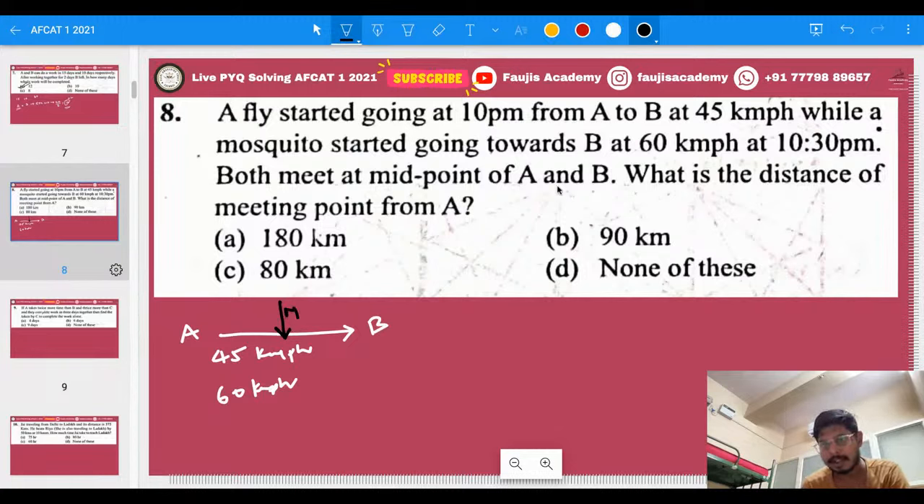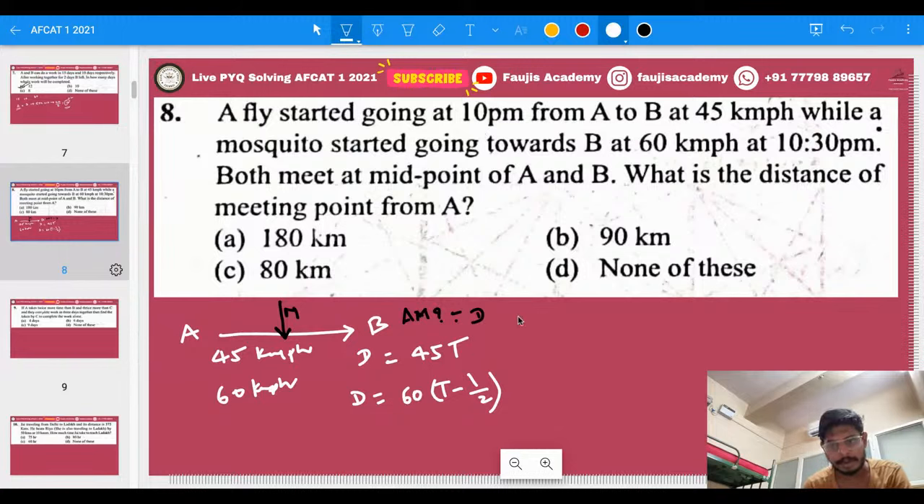So what is the distance of the meeting point from A? What is the value of AM? This is what they have asked. We have assumed AM is nothing but D. So for the fly, D is equal to speed into time. And for the mosquito, it will be D is equal to speed into time minus half. Why are we doing minus half?